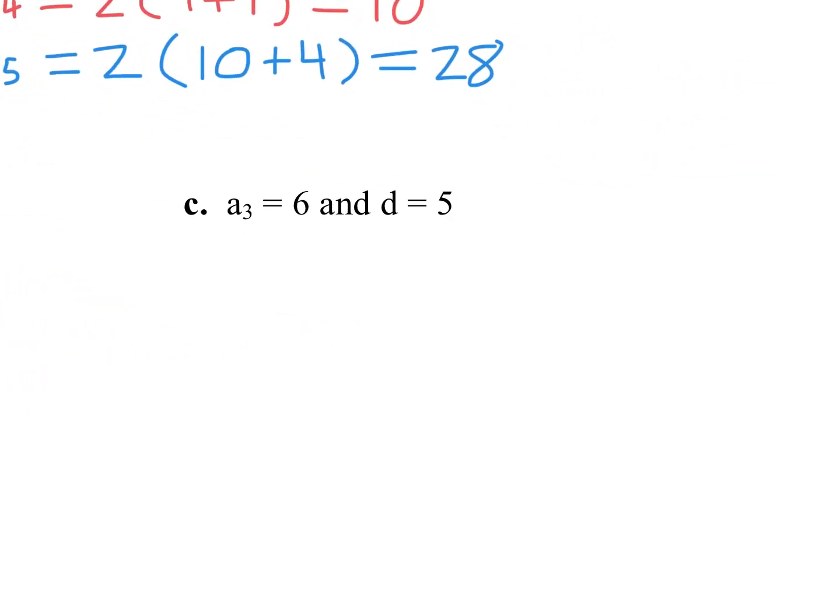All right, part C, they give you D, so we know it's arithmetic. All right, and working backwards, if D is 5, then A2 should be 1, and A1 is -4. So again, if you add D to go forward, then you subtract D to go backwards.